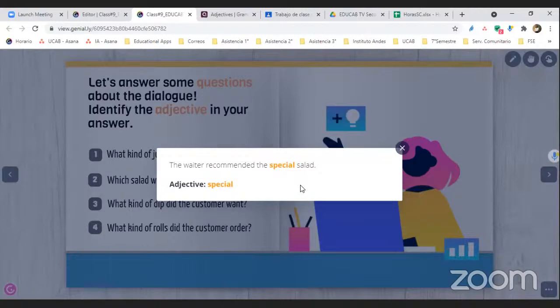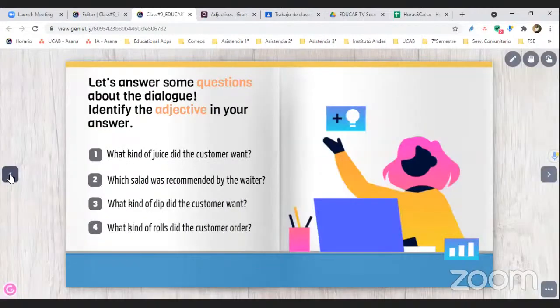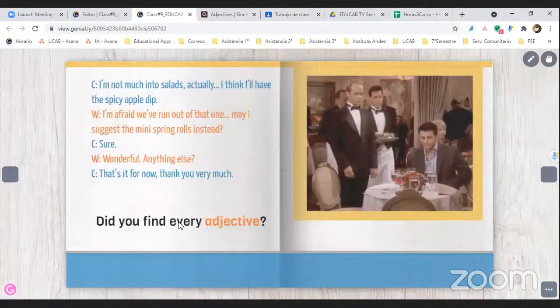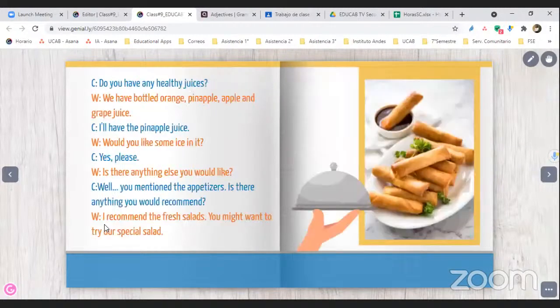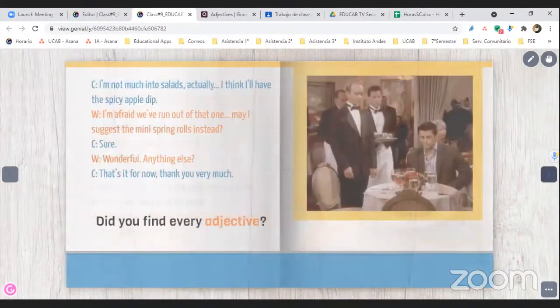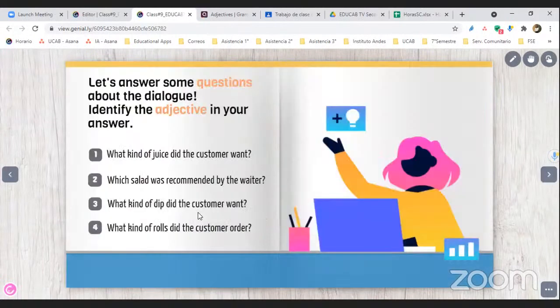But good, Leticia, good, because actually if we go back to that slide, we can see that he was recommending fresh salads, specifically the special one. So both of those answers are correct. Okay, Leticia, good. Fresh and special. That was the type of salad he was recommending. Okay, good. Let's see the next one.